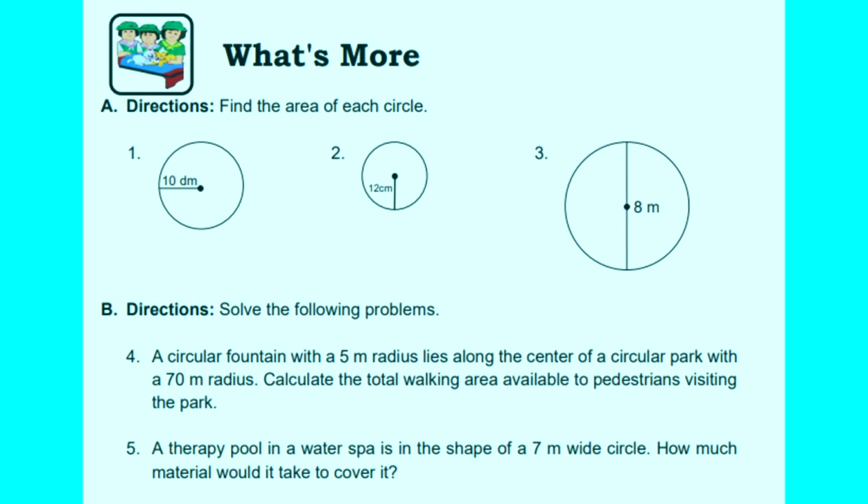I hope you are still holding your module, and I want you to turn your module on page 5, specifically on the What's More part. So, you can see there 2 different activities. For letter A, you need to find the area of each circle. And for letter B, you need to solve the given problems. So, again, I'll be solving number 1 for another example in finding the area, and I hope during your free time, before the due date or the submission of the module, you will be able to answer the rest of the given activities.